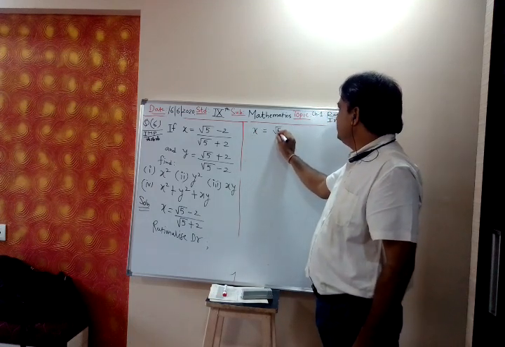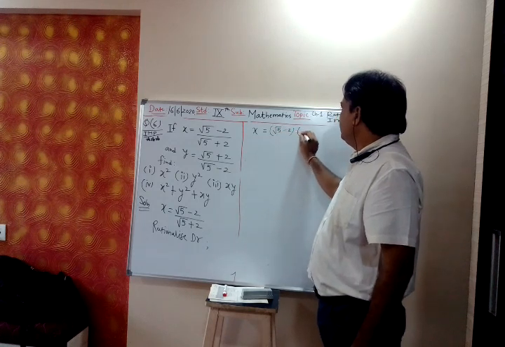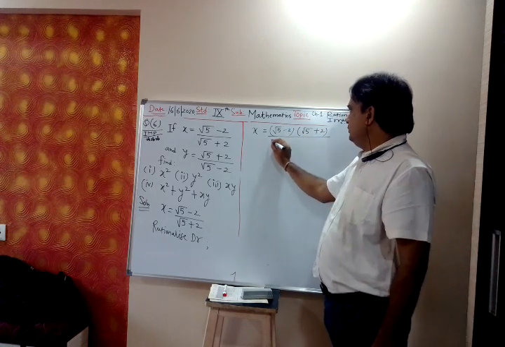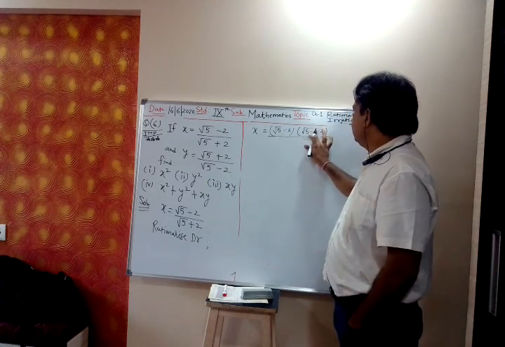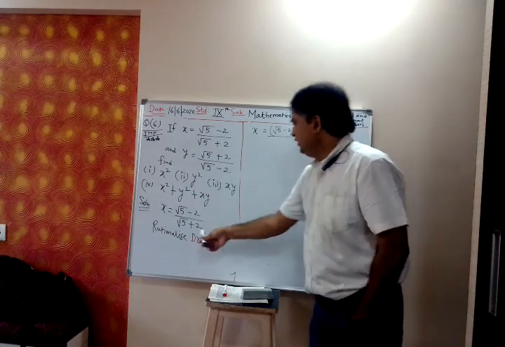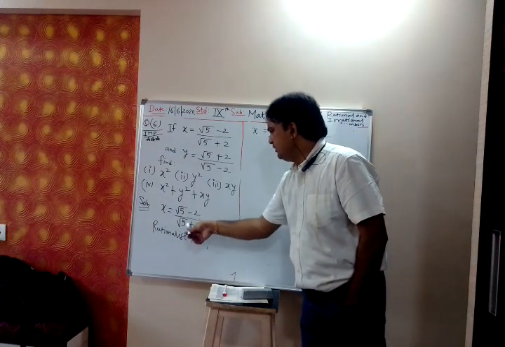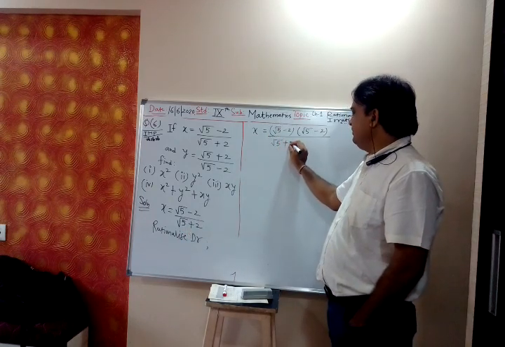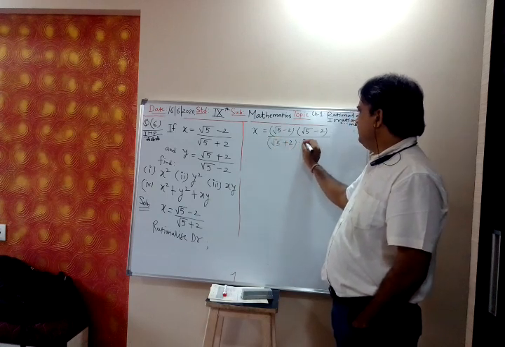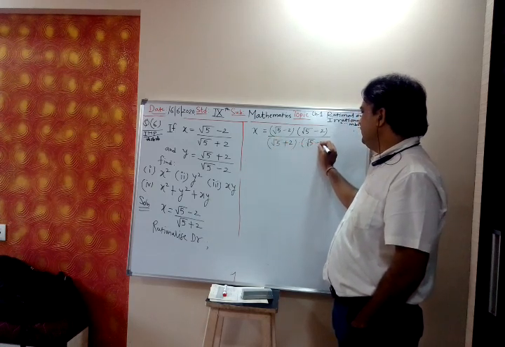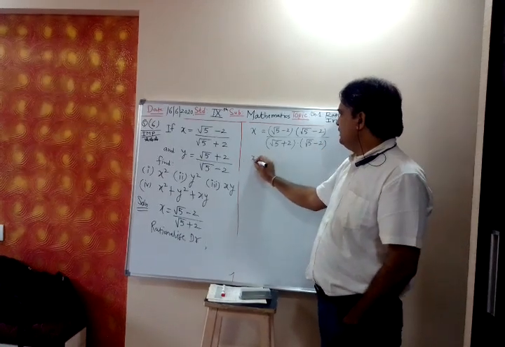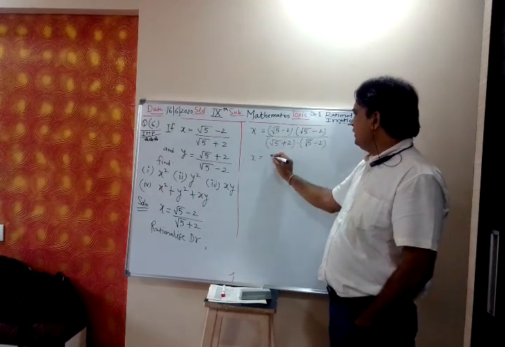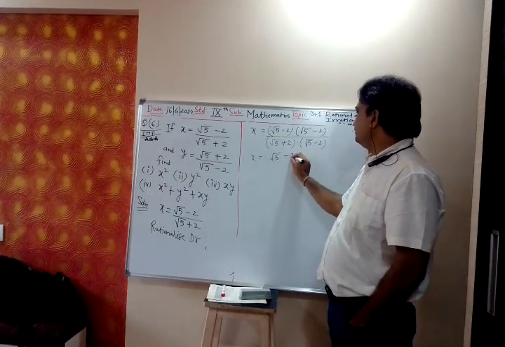So that is root 5 minus 2 multiplied by root 5 plus 2 upon... not root 5 minus 2. This is root 5 minus 2, no? What is the denominator? Root 5 plus 2. So multiply and divide by root 5 minus 2. So x is, now this term is same, a into a square. Root 5 minus 2 whole square.